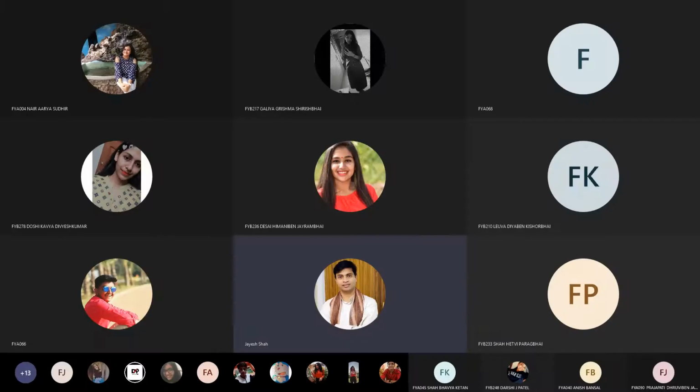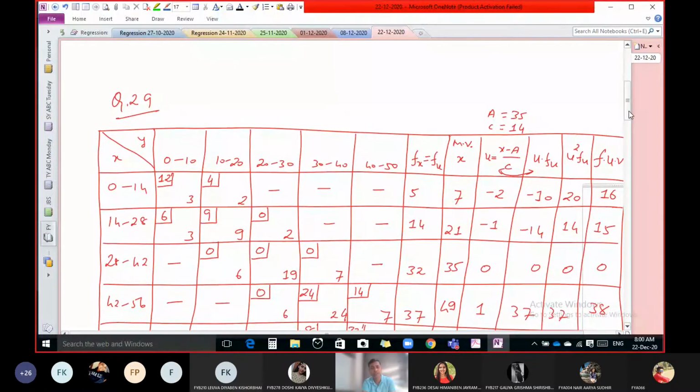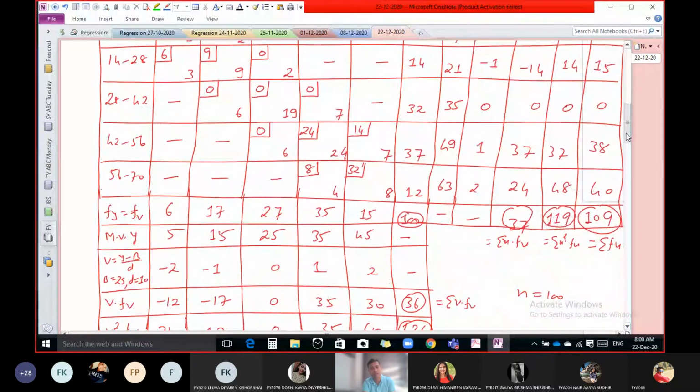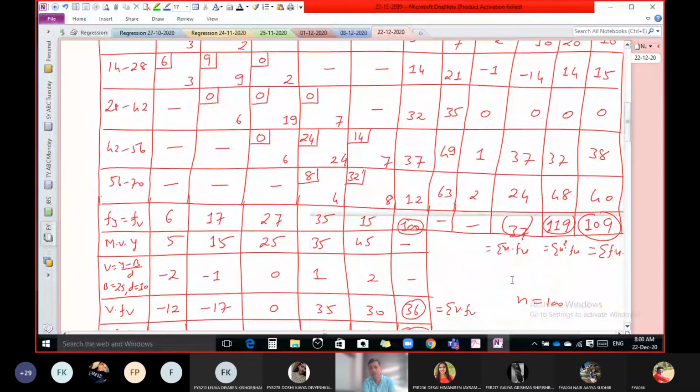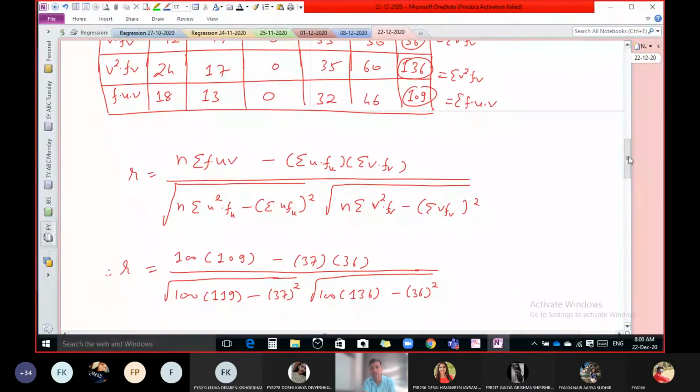Morning. Let us continue. In the last lecture, we were discussing the example related to bivariate frequency distribution. And we already discussed how to prepare the table. Once we have all these values, summation of u into fu, summation of u square into fu, summation of v into fv, summation of v square into fv, and summation of f into u into v, we just have to use the formula of correlation.